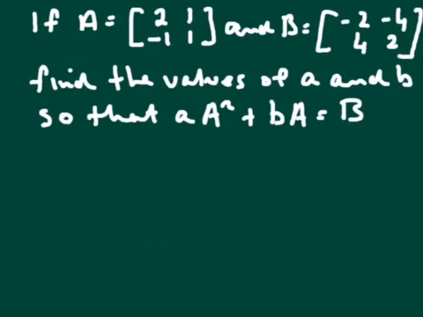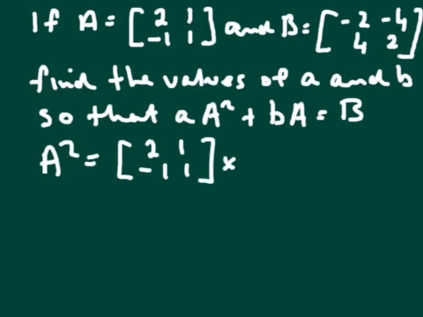Now the thing we're going to want to do here first off is find the value of A squared and then see what happens. Okay? Alright, so here we go. A squared, let's write it out in full. So 2, 1, -1, 1. We just times it by itself, of course.